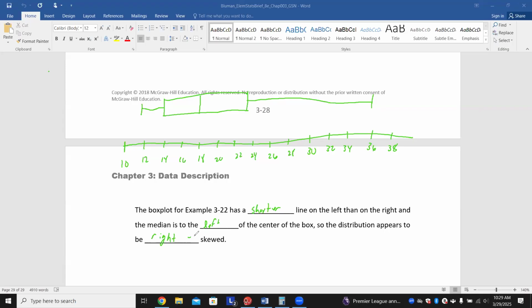All right, so there you go. That is a box plot, and that will wrap up chapter 3.